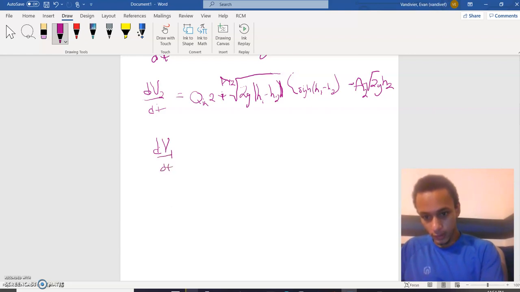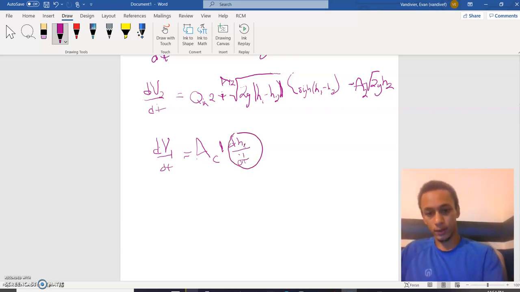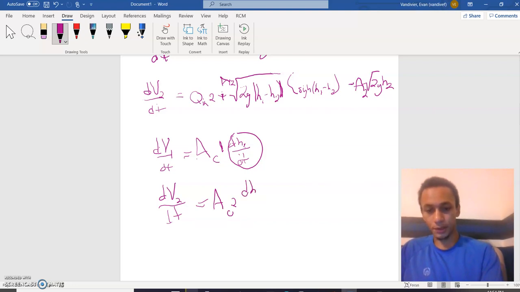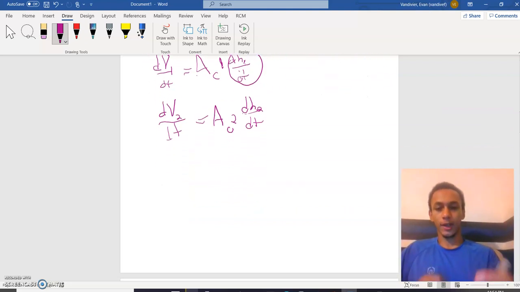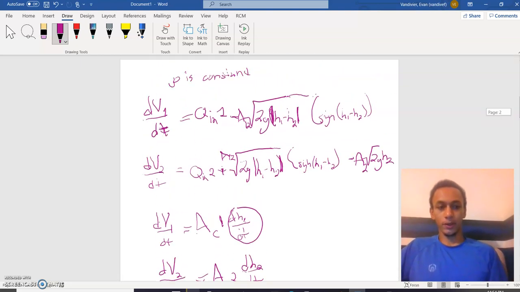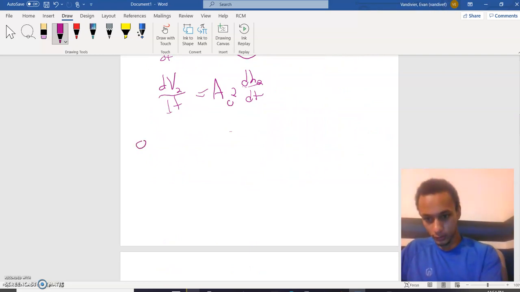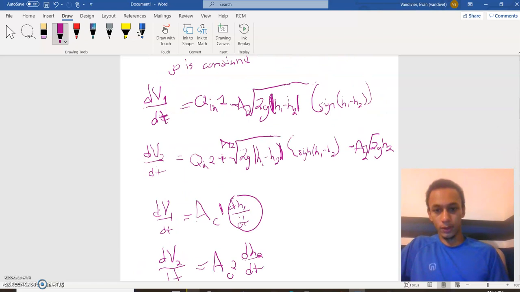dV1 over dt is going to equal the area of said tank, A1, times the height of the tank over t. So now again, we got height as a contributing major factor. dV2, it's going to be the same thing, just different area and different height. And this is going to come in handy when we do our differential equations. So when we're at a steady state, which is what we're trying to find, steady state is 0. So we can set both of these equations equal to 0. And that should give us what it would be in a steady state.